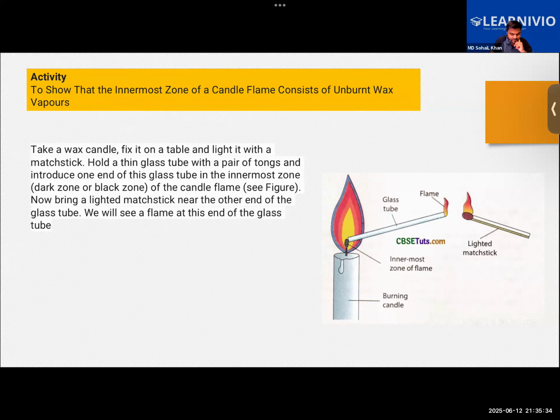So the activity we discussed in the last class was to show that the innermost zone of a candle flame consists of unburnt wax vapors. When you burn a candle, the wax converts into wax vapor, and it's the wax vapor that burns to give out the light.